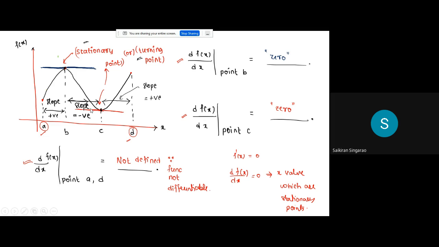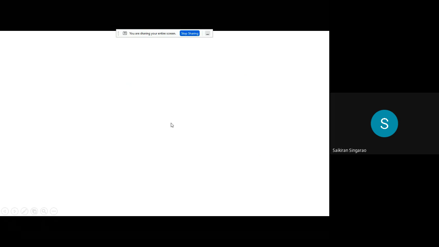And at each of the points, to know whether it's a maximum point or a minimum point, you do the double derivative test, right? This is a single derivative test. Single derivative test will give me all stationary points. Double derivative test will give me whether it's a maxima point or a minima point, right? So see, I will tell you what is the double derivative test.